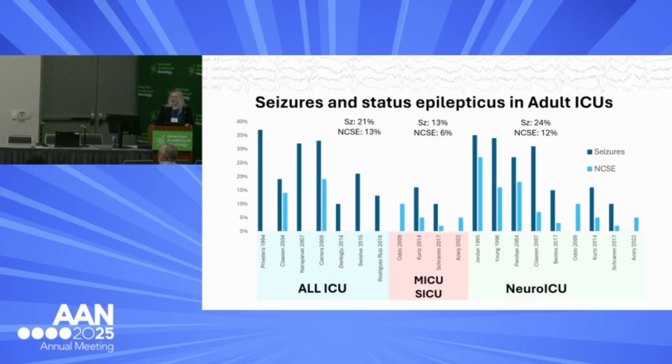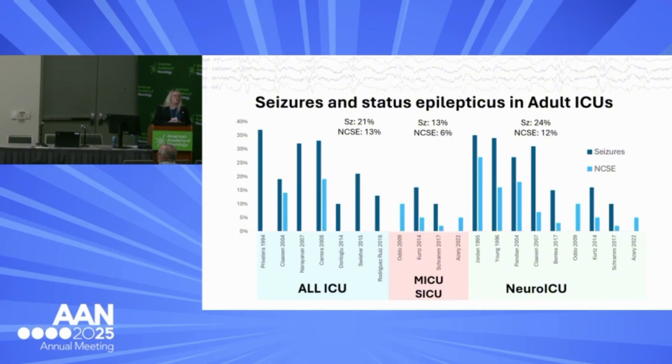When we look at all comers across multiple different studies, if we look at all ICUs, medical intensive care units, surgical intensive care units, trauma intensive care units, and neurologic intensive care units, the incidence of seizures is fairly high at 21%, with an incidence of non-convulsive status epilepticus at approximately 13%. If we just restrict our examination to medical and surgical intensive care units, as you might anticipate, that number drops to about 13% and 6% respectively.